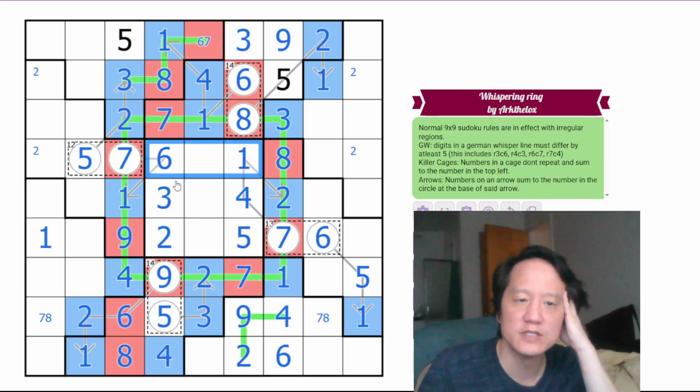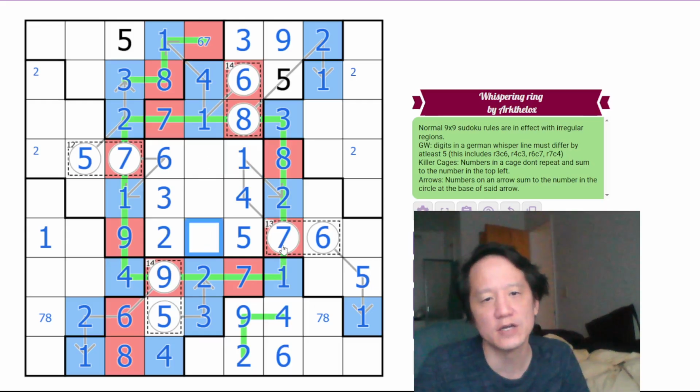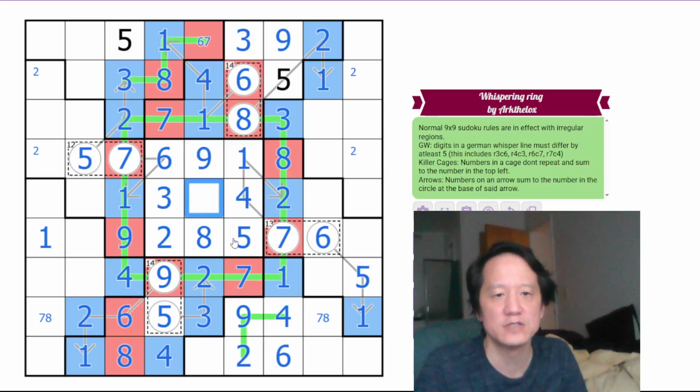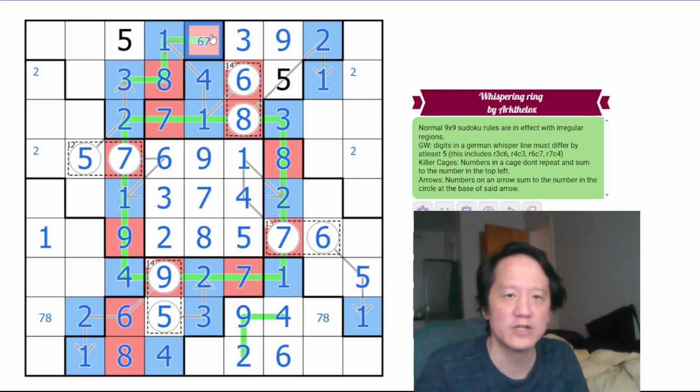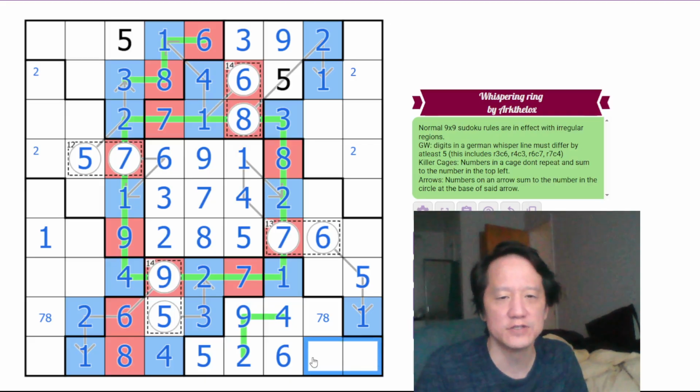What are we missing in this central region? We are missing 7, 8, and 9. This can't be 7 or 9 because of the 7, 9 in the row, so this is 8. This can't be 7, so this is 9, which makes this 7. That 7 eliminates 7 here, so that's 6, and that leaves a 5 here. What are we missing in this lower right-hand region? It's 3, 7, 8.